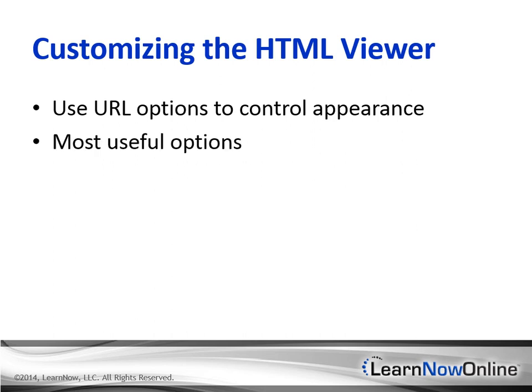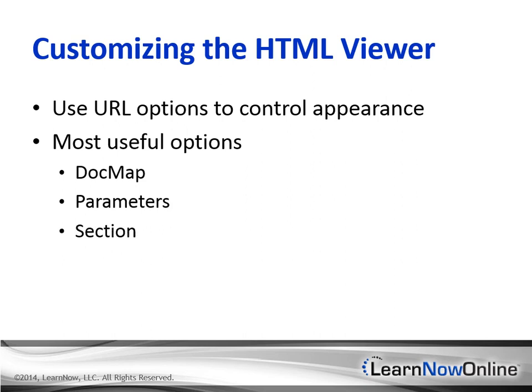So there's several useful options that you can use when customizing the HTML viewer. The first is doc map. You can set this to true or false. True is the default, but if you set it to false, it'll hide the document map of the report if the report has one. I mentioned parameters, true or false, true by default. If you set it to false, the user isn't going to be able to change the parameter values.